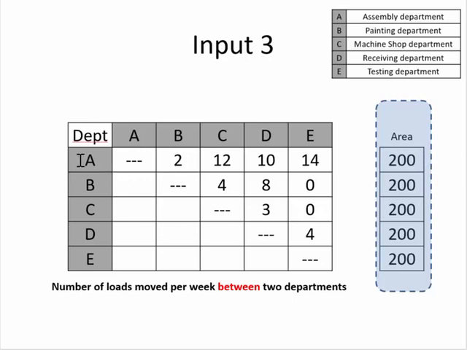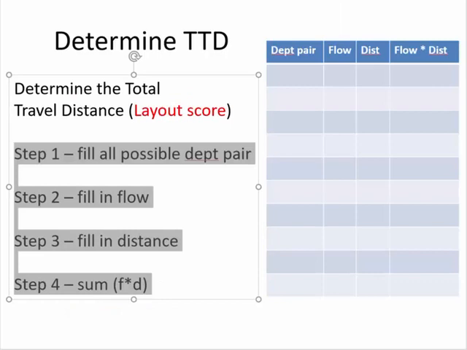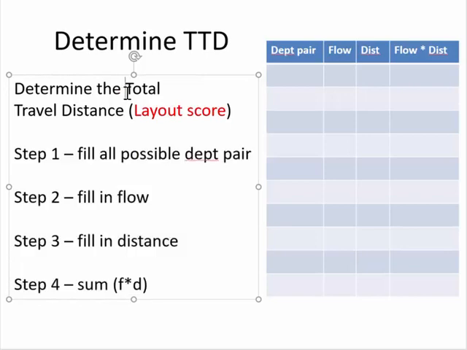In this example, we only have 5 departments and all of them have the same size. Lastly, you need to decide what approach to measure distance. As we mentioned earlier, we're going to pick rectilinear distance. Once you get all those 4 inputs, then we are ready to conduct the total travel distance analysis by conducting these 4 steps. And at the end, we will get the total travel distance of a layout, or sometimes we simply call it the layout score.